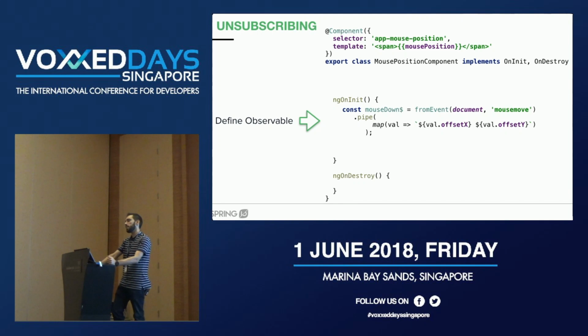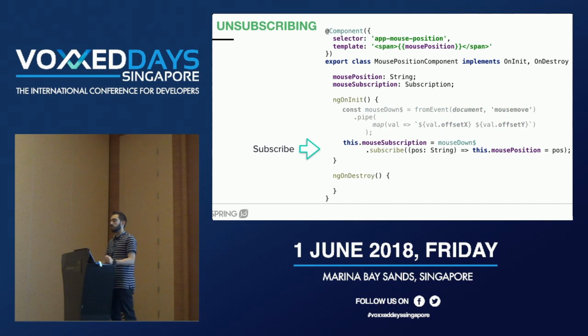So here we have a really simple component. We have the ngOnInit callback implemented, where we define an observable from the event's mouse move. When we move the mouse, we map those values into basically an x and y value. We are not interested in the whole event, only in x and y. That's basically our definition. But as said, this is not going to do anything until we subscribe.